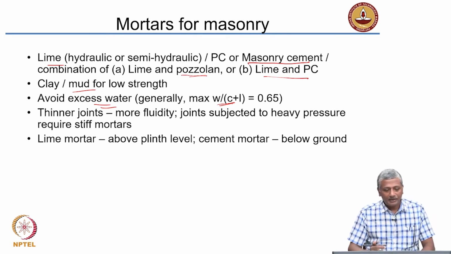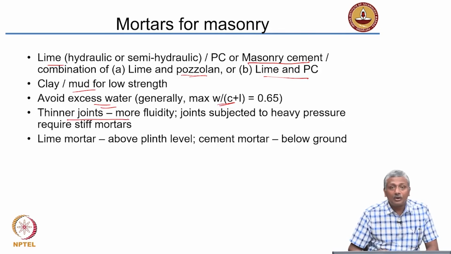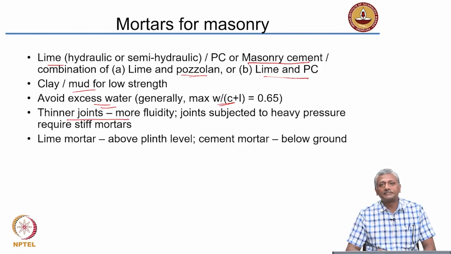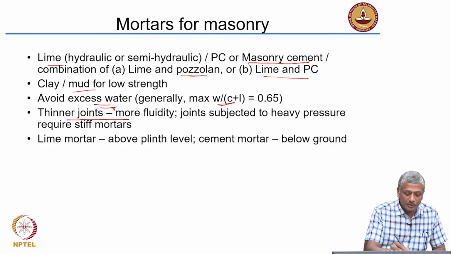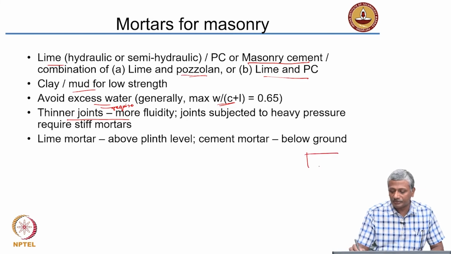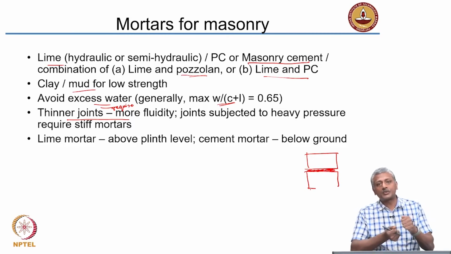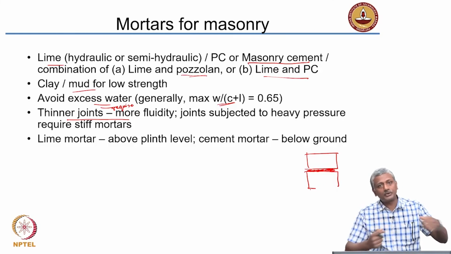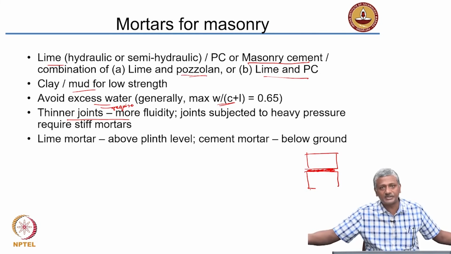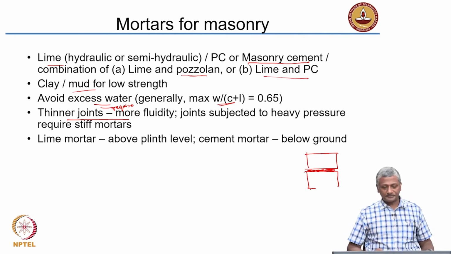Now, thinner joints require more fluidity. For example, if you have blocks sitting on top of each other and you want a very thin joint, you need a mortar that is quite fluid so that it gets pressed properly. At the same time, you should not press it so much that the mortar completely squeezes out. So it should not be that wet.